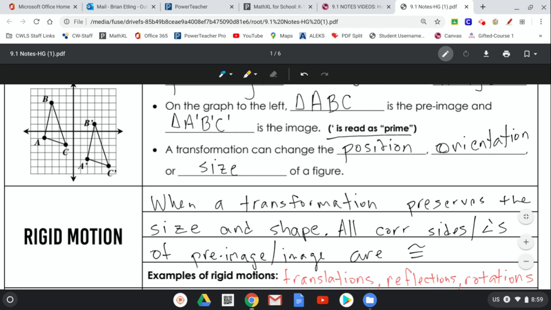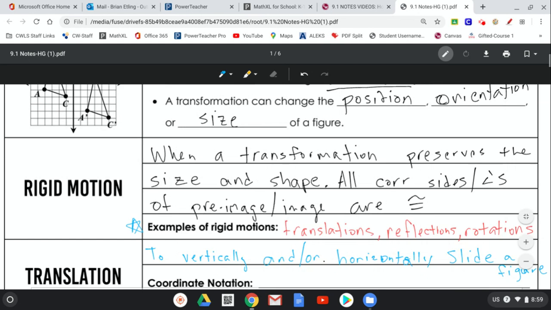All right, guys. So, translations, reflections, and rotations. Those are examples of rigid motions. Basically, a rigid motion is when the transformation happens and both shapes that we end up with are congruent. They're congruent shapes. So really, the only time it won't be a rigid motion is if we dilate the figure, or make it bigger or smaller.